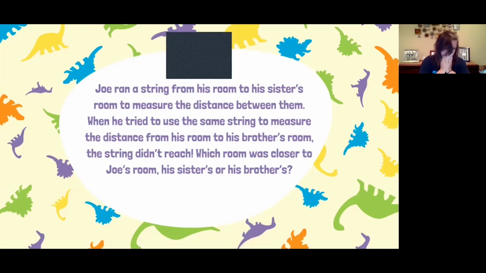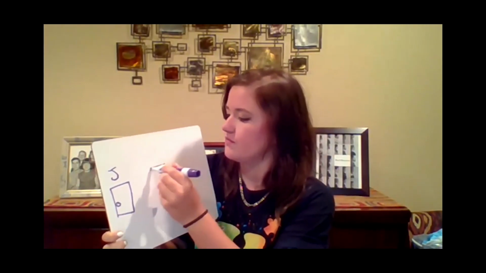All right, I'm coming back and let's talk about it. All right, so what we know is that Joe ran a string from his sister's room to his room to measure the distance. So what I'm going to do, I'm going to draw some doors. Let's draw Joe's door. I'm going to put J for Joe right there. There we go.